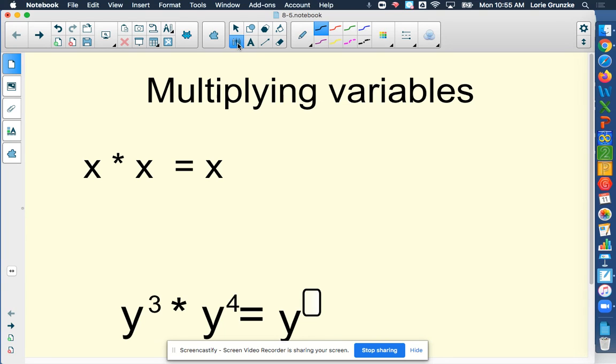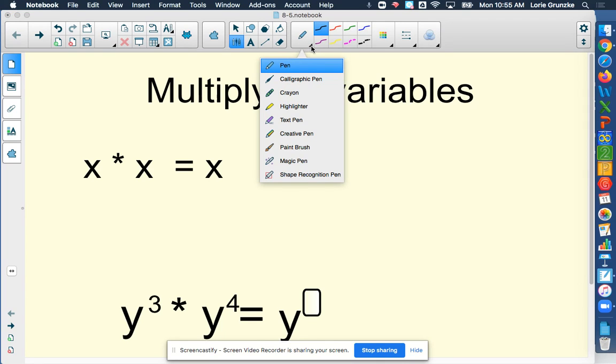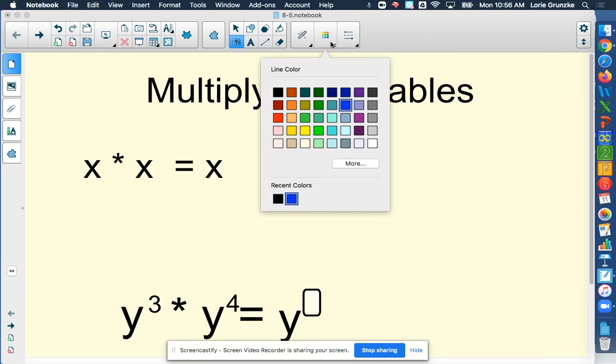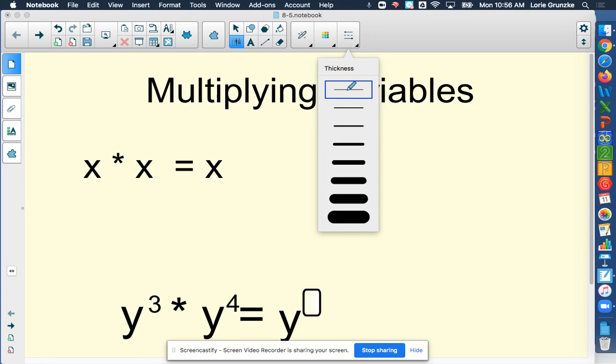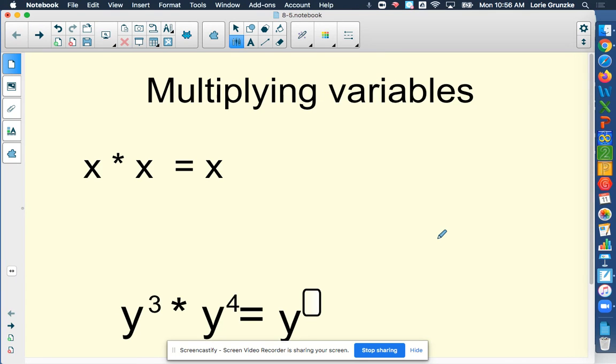So when we multiply variables, it would look like x times x equals x something. So I'm going to put my magic pen on. Remember my magic pen. And we'll write in green. Okay. So there's an invisible number above this x. It's a 1. When they don't show a number, there's an invisible 1. And there's an invisible 1. So there's 1x, see the 1 disappeared, and 1x.